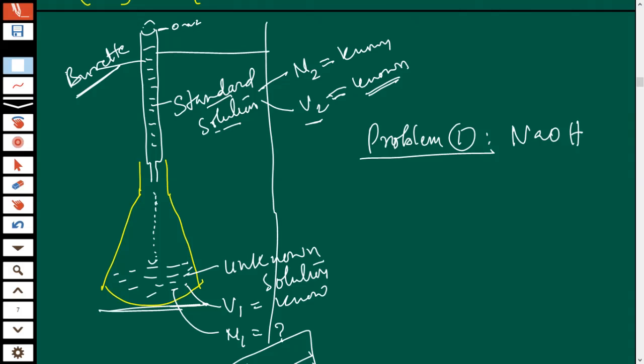And then problems based on the above topics. So we are solving problems. Shall I move forward?